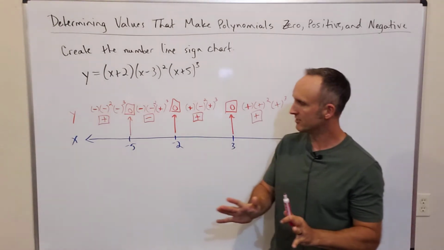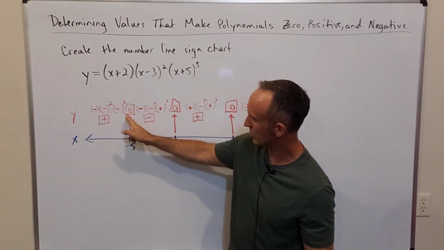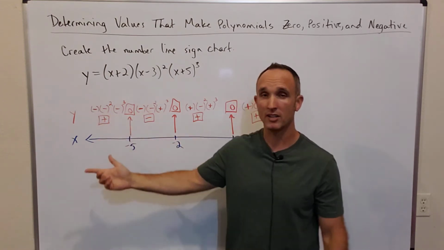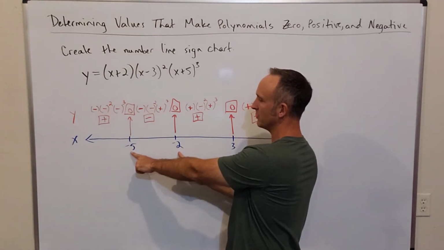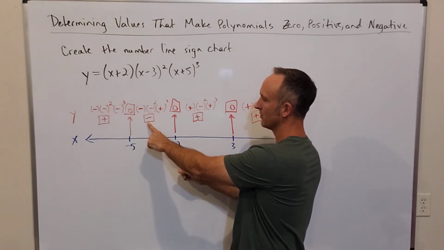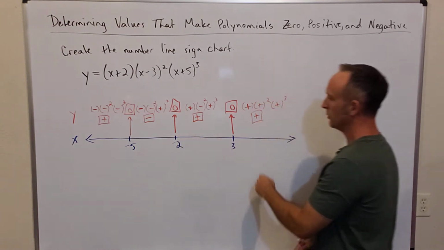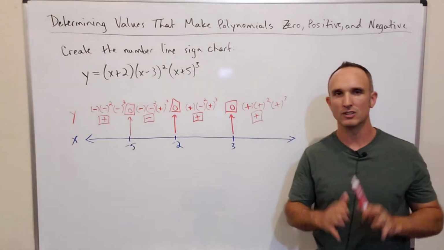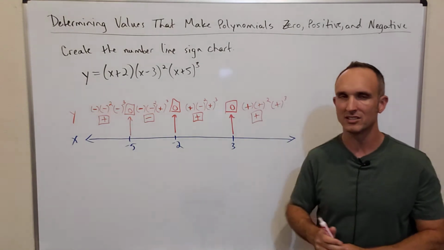So what we see is whenever x equals negative 5, y is 0. But whenever x is less than negative 5, y is positive. Whenever x is between negative 5 and negative 2, y is negative. When x is between negative 2 and 3, y is positive. And whenever x is bigger than 3, y is positive. And this is useful, again, for lots of different applications. So right now, we're just practicing building this number line chart.